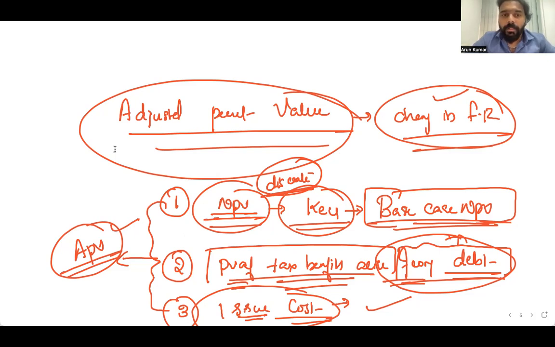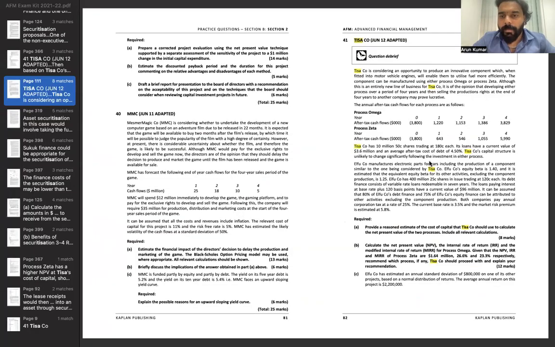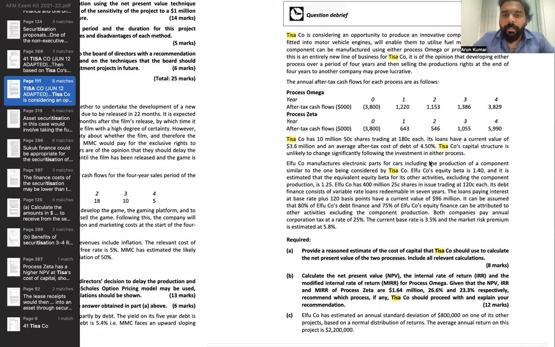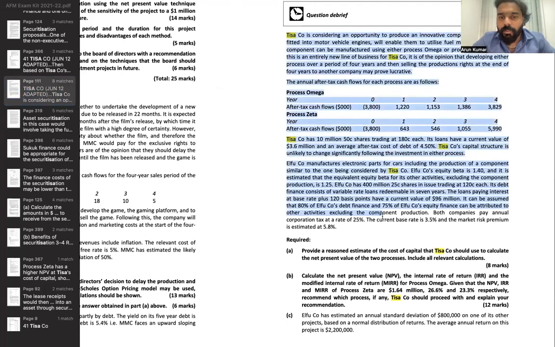Can you see the question, guys? Can you see this question? It's a pretty old question, but still it's a perfect one to understand that concept. So can you just quickly go through that question? Have a rough look at that question. Just go through it.